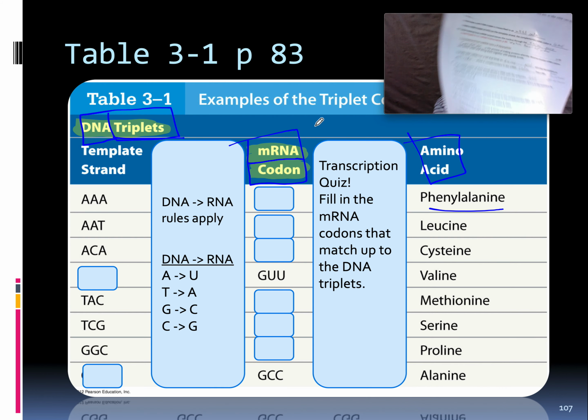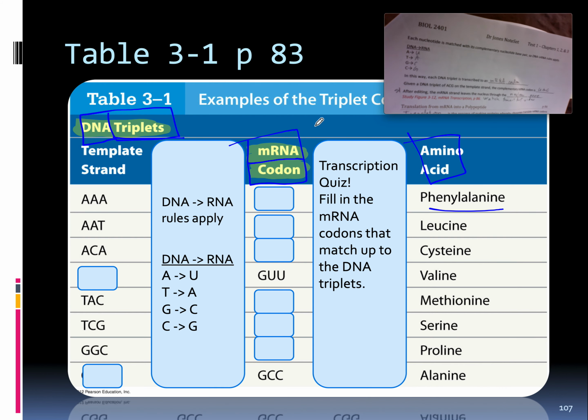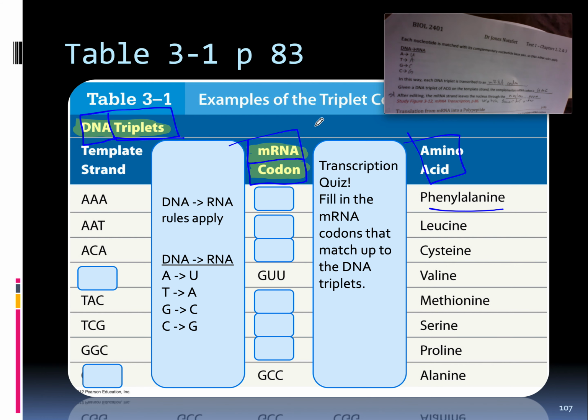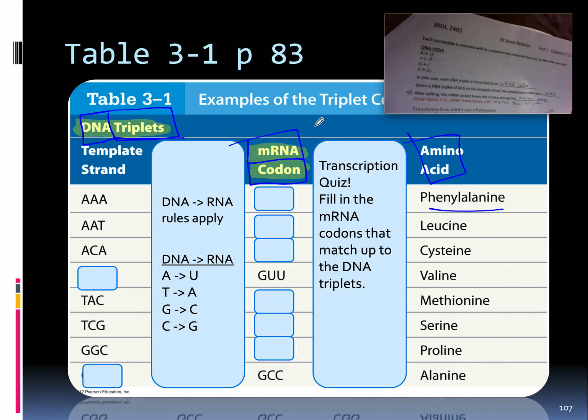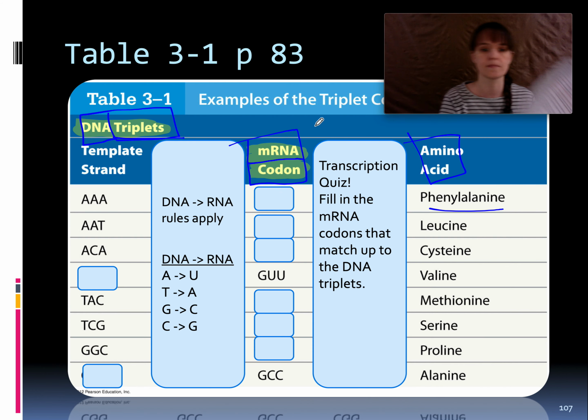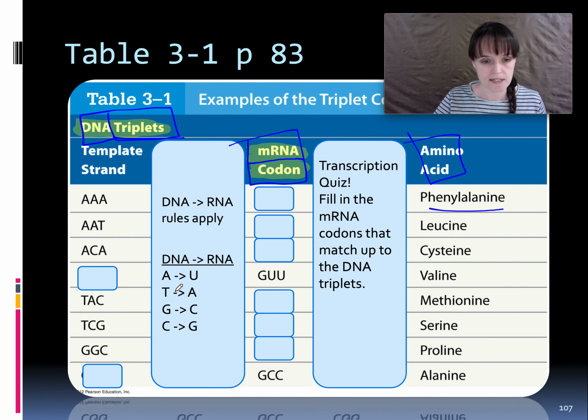Top of page 25. Each nucleotide is matched with a complementary nucleotide-based pair, so DNA to RNA rules apply. So we've got adenine binds to an mRNA uracil, because there's no thymine in RNA, only uracil, and the A binds to U. Remember the gold golf course? T still binds to A because there is adenine in RNA. G and C, C and G, they're just buddies, like Abed and Troy. They're just a thing.